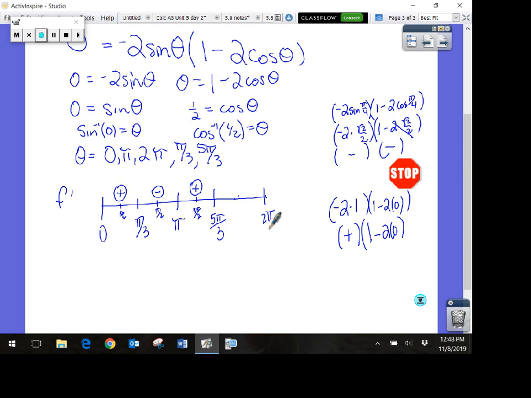And then I would probably pick 7 pi over 4. Any number between 5 pi over 3 and 2 pi. You can pick 11 pi over 6. I would pick either 7 pi over 4 or 11 pi over 6. I don't know how you figure out those others without a calculator. 2 times sine of 7 pi over 4, that's going to be negative 2 times a negative, so that's a positive. And then you have 1 minus 2 times root 2 over 2. So you have a plus and a minus. So that section's negative.